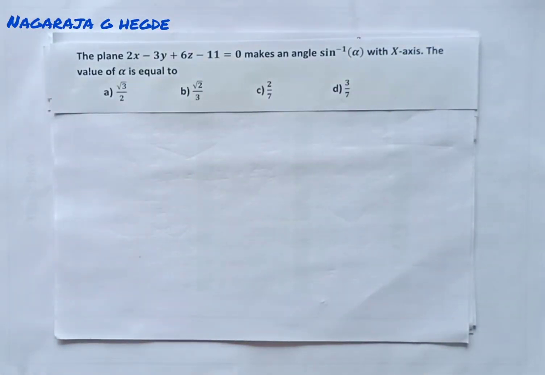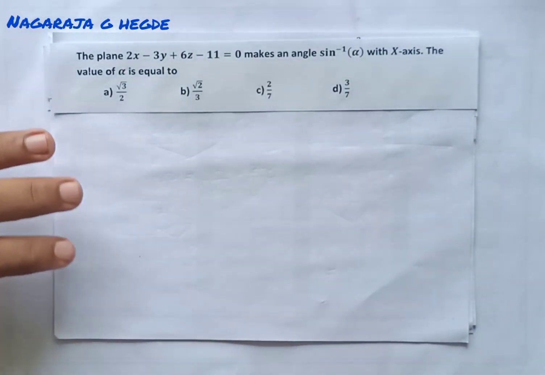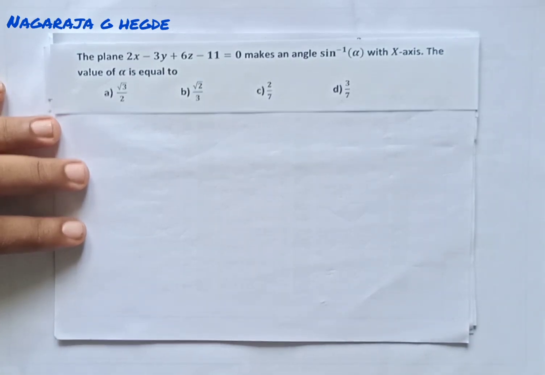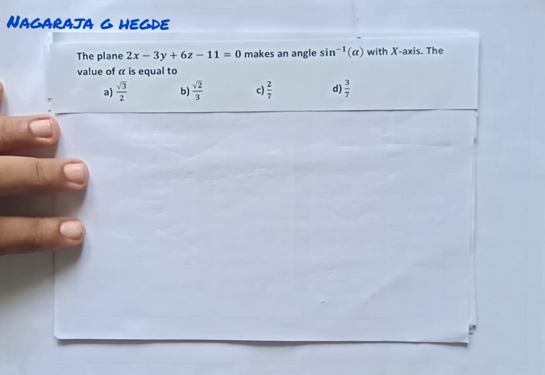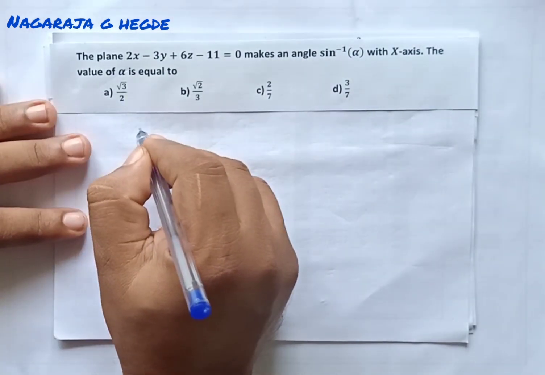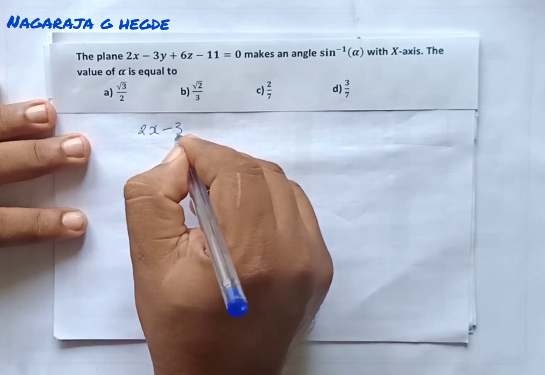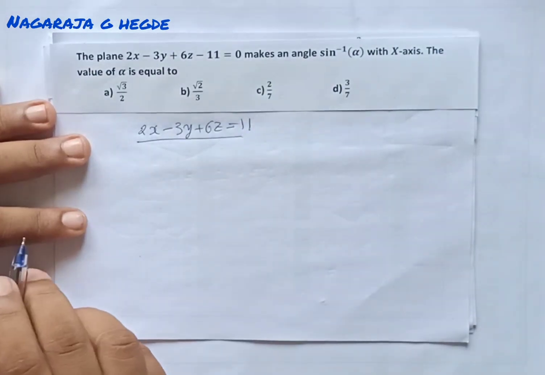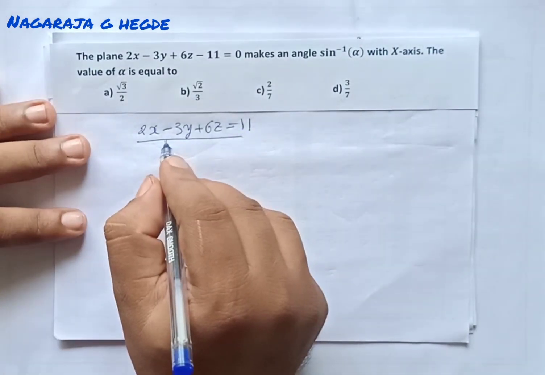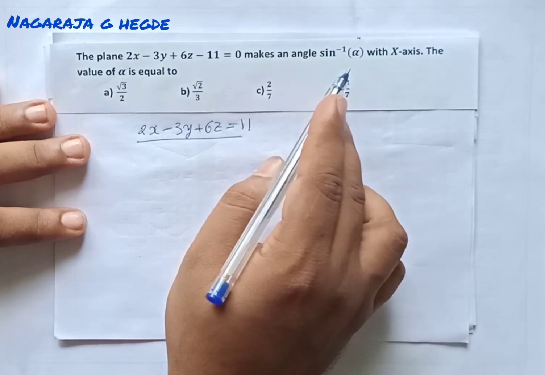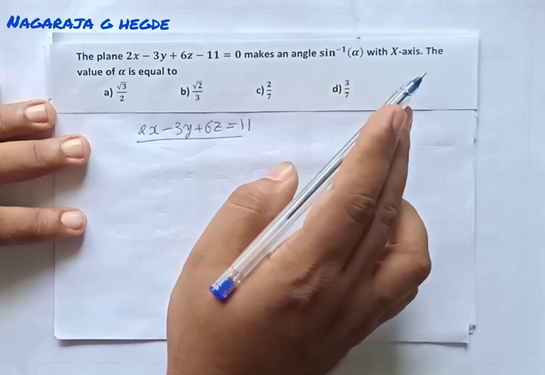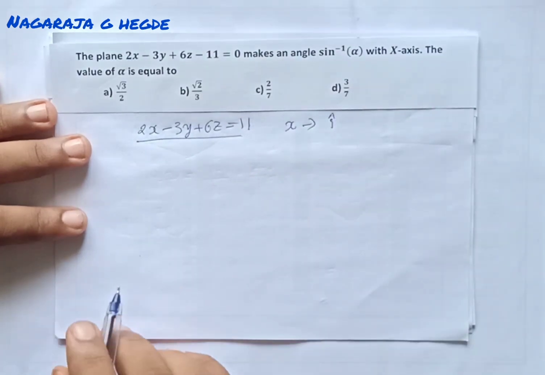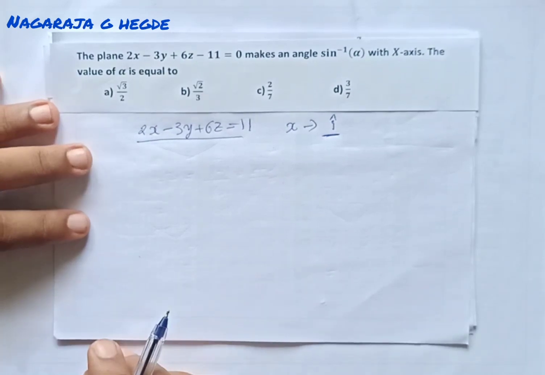The plane 2x minus 3y plus 6z minus 11 equal to 0 makes an angle sine inverse alpha with the x-axis. The value of alpha is equal to. Now let us write the equation 2x minus 3y plus 6z equal to 11. This is the equation of the plane, and this plane makes an angle sine inverse alpha with the x-axis. What is the equation of the x-axis? Actually it is just i cap. Equation of the x-axis is just i cap.